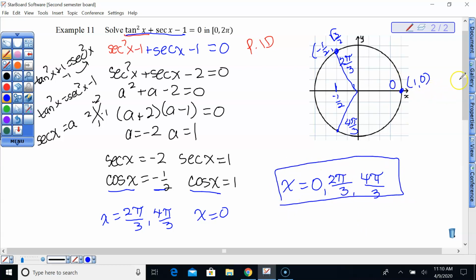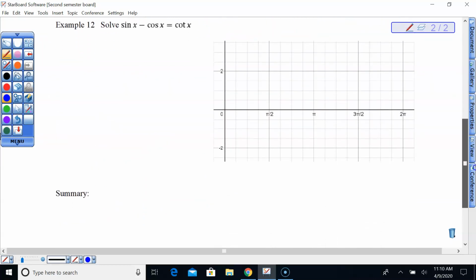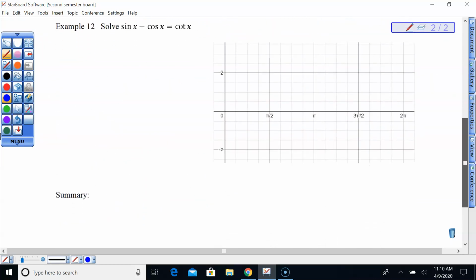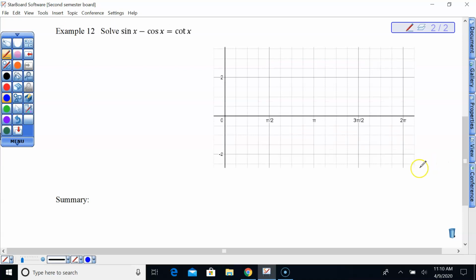Okay. And last one. So here we have example 12. Sorry about that. It says solve sine x minus cosine x equals cotangent x. And you know what we're missing in the interval 0 to 2 pi? So add that in there. I don't know how that didn't get typed in, but you know, I make mistakes.